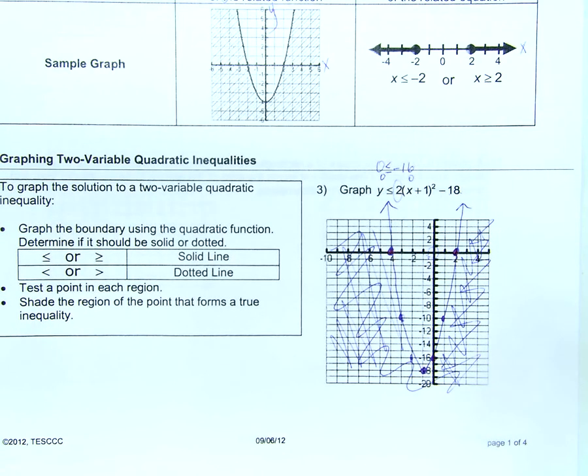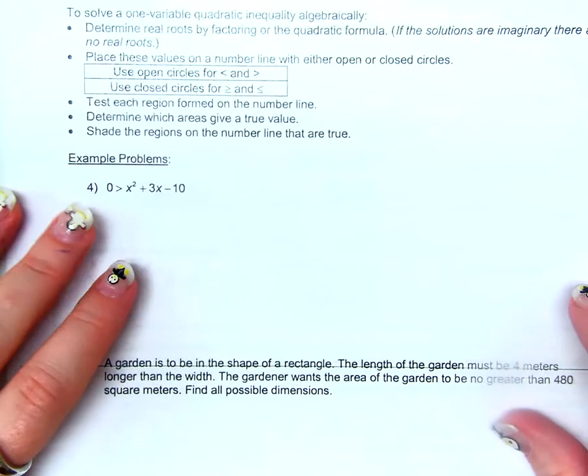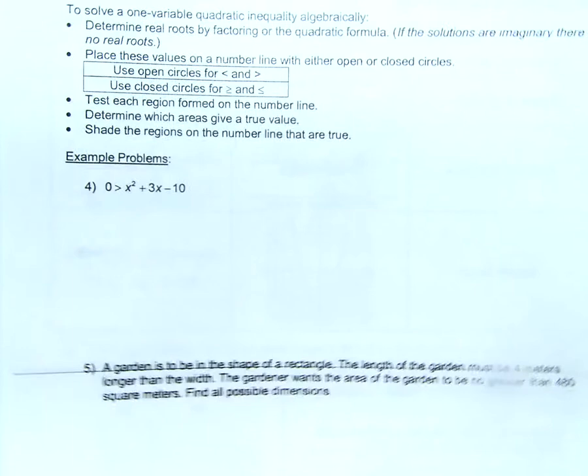I always choose 0, 0 if I can because it's easiest. I can't choose it if the parabola goes through that point or starts at that point, but I can choose it any other time. Okay? Any questions on how to do those? So what happens if there's only one variable? Like this. Oh, timeout. Can we go back real quick?